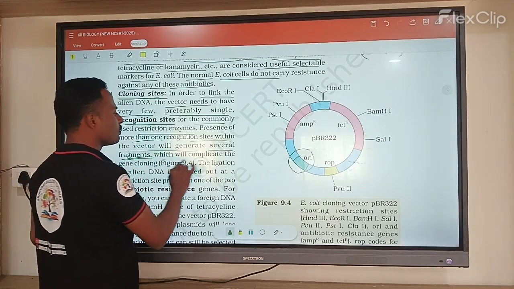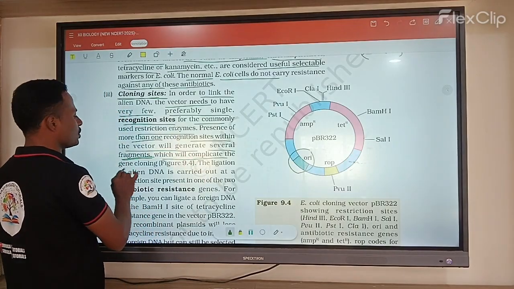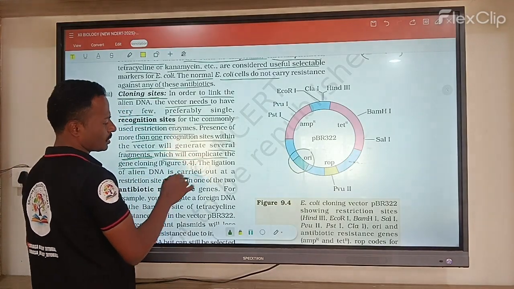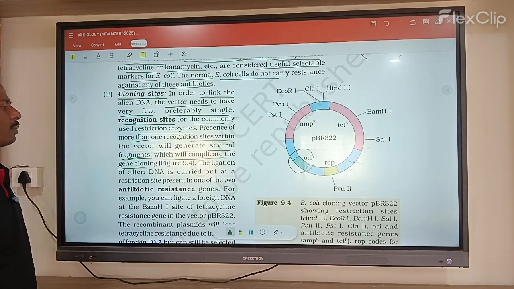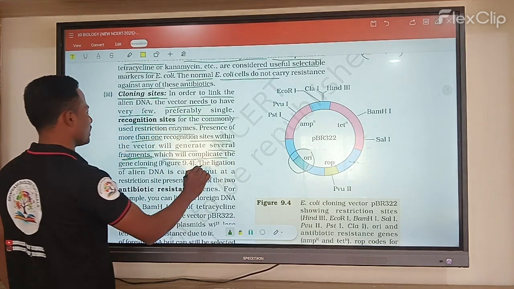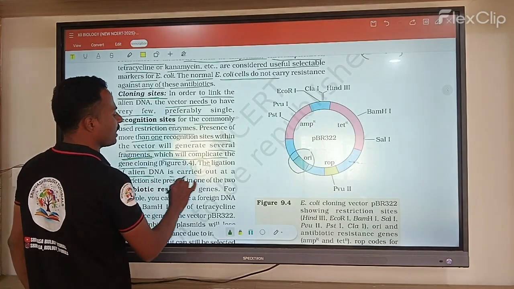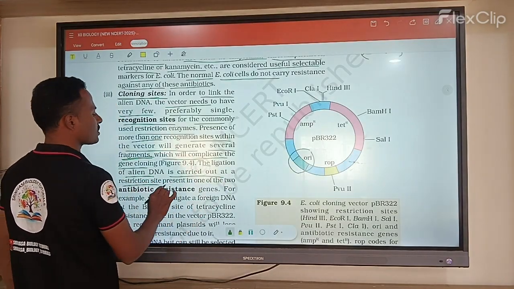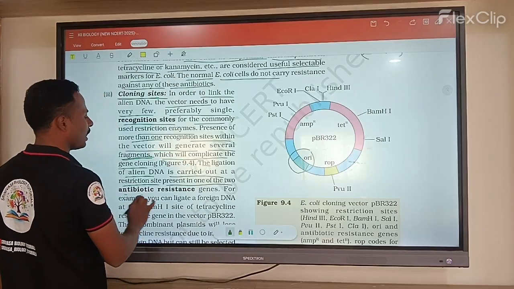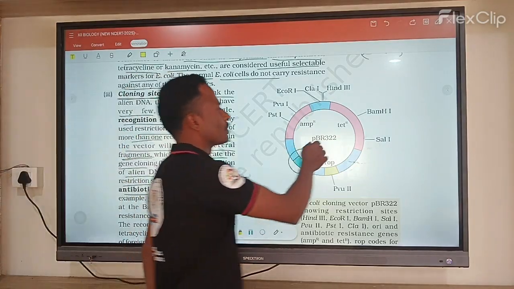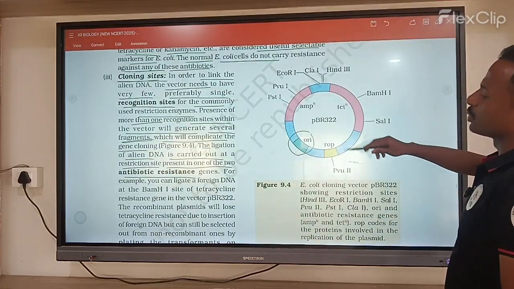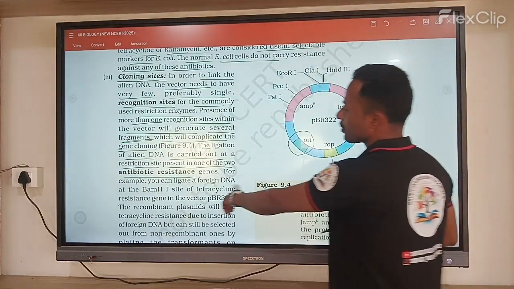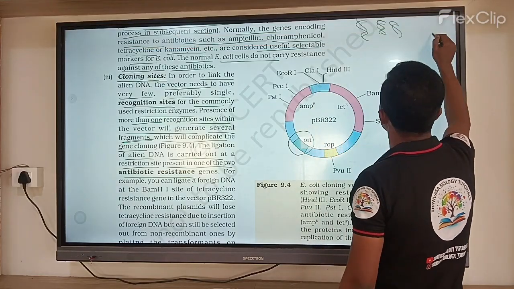This will complicate the gene cloning process. Next, the ligation of alien DNA is carried out at a restriction site in the presence of one or two antibiotic resistance genes. Mostly, one or two restriction sites are present, and here an example is given for ligation.